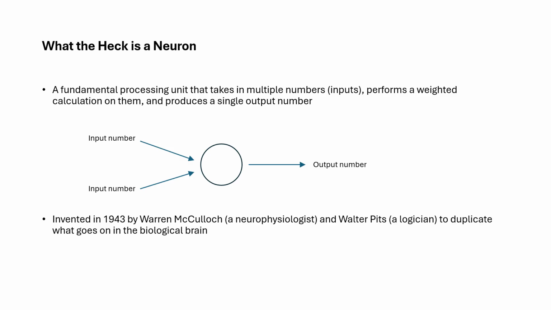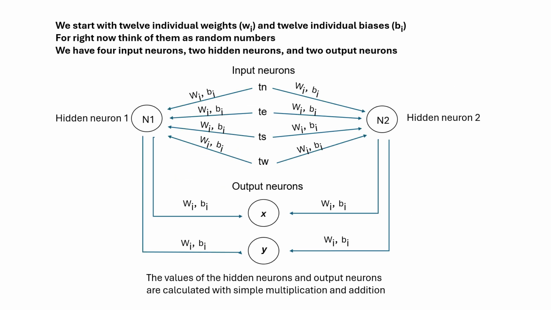They were invented in 1943 by these gentlemen, a logician and a neurophysiologist. So right from the get-go, they were thinking about perhaps this is the way the human brain processes information. But let's go into the realm of silicon and how a neural network works.